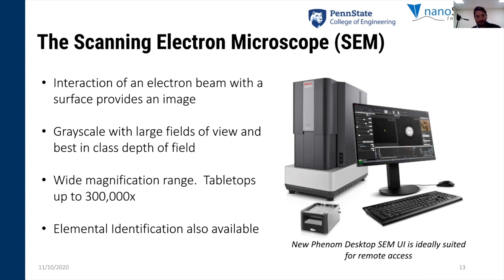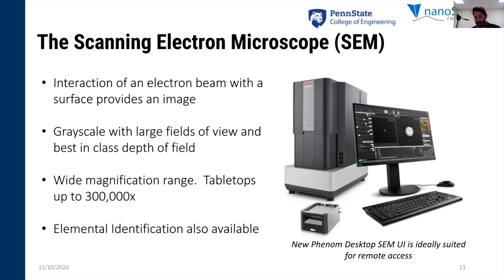We get grayscale images with large fields of view and best-in-class depth of field. This is one of the biggest benefits of the scanning electron microscope as a technology. Anyone that's ever seen an SEM image knows it almost appears 3D because the depth of field is so large. We also get a much higher magnification on an SEM.